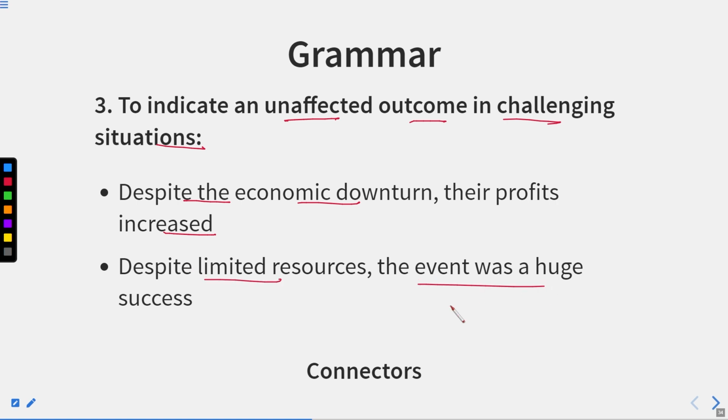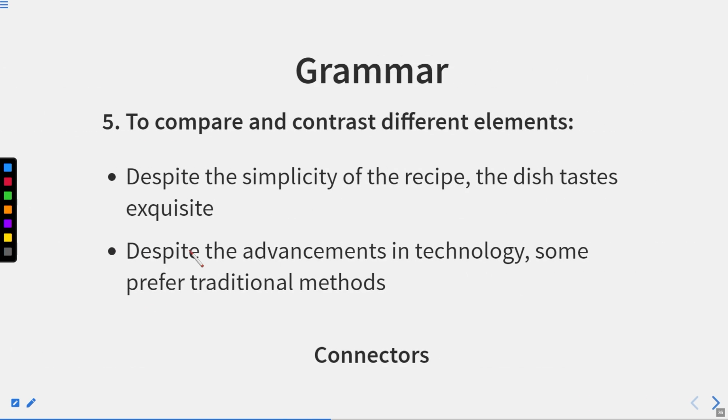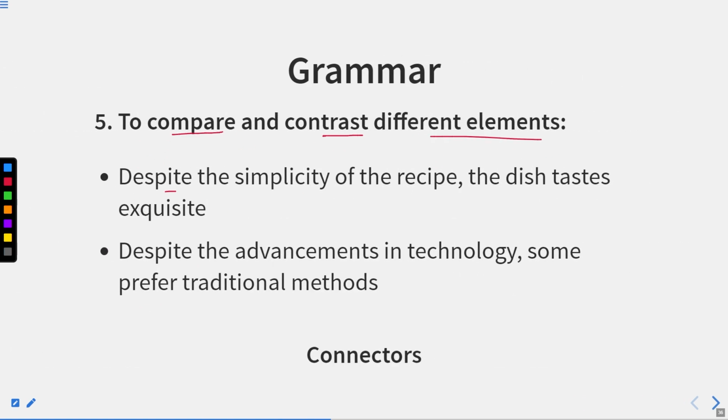Despite limited resources, the event was a huge success. To illustrate surprising or unexpected results: despite receiving poor reviews, the movie became a blockbuster. Despite being a novice, meaning inexperienced, she won the chess tournament. So, though she was a novice, or she did not have experience, yet she won the chess tournament. To compare and contrast different elements: despite the simplicity of the recipe, the dish tastes exquisite. Despite the advancements in technology, some prefer traditional methods.